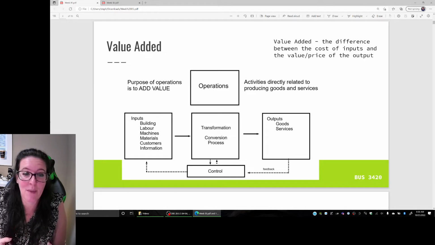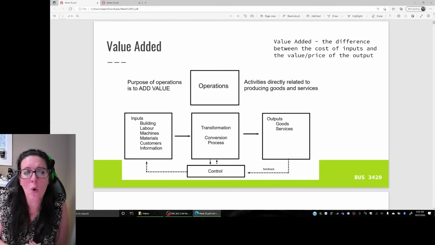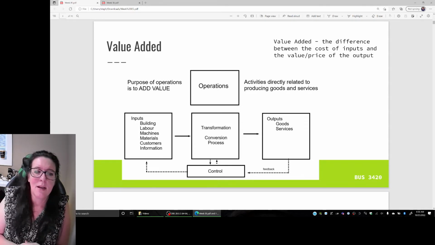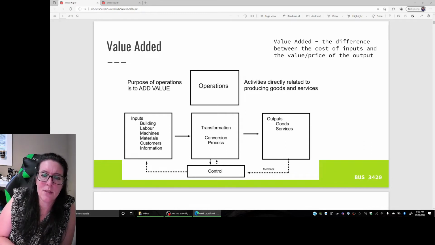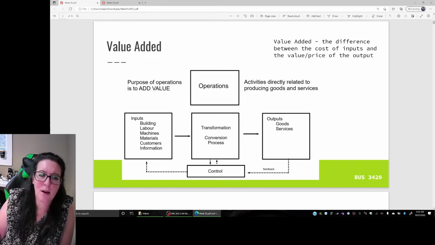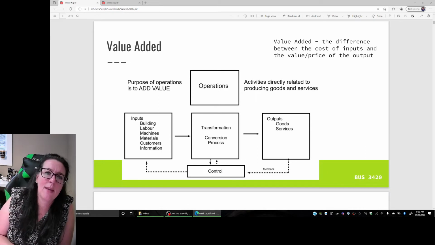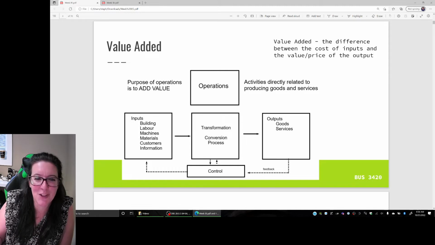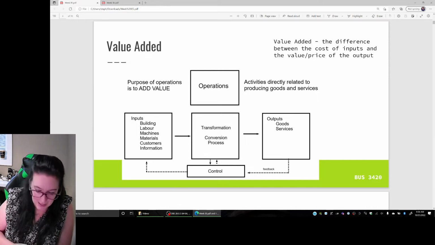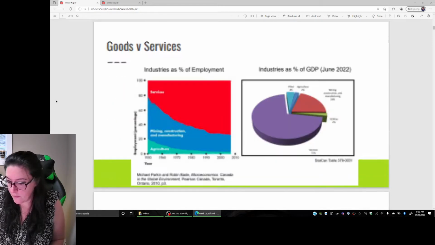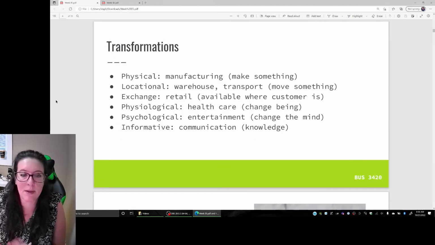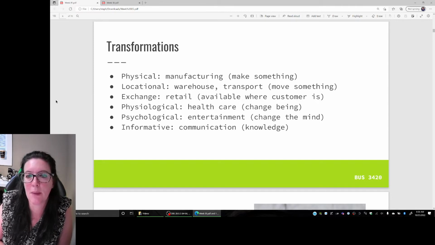Those are all the things that go into making a good, for example, a can of Coke, or providing a service, like a hair salon providing a haircut. So how do we go from all of those inputs to the output, the product of the can of Coke or having the haircut? What is that transformation? What is it that we are doing that is adding value? I'll come back to those in a moment, but there are different types of transformations.